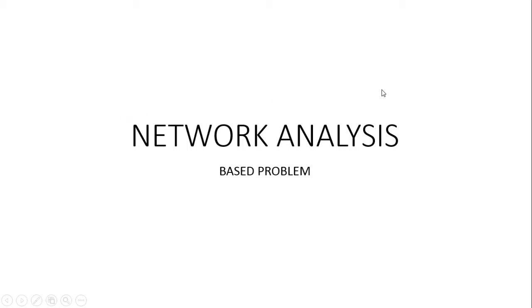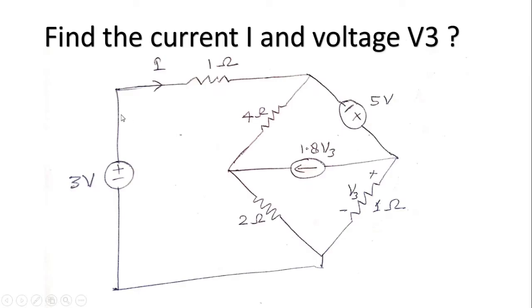Today I am going to discuss a problem based on network analysis, specifically on KCL and KVL. Okay, so let's see what the problem is. In the given circuit we have to find the current I and the voltage V3. Current I is the current flowing through this 1 ohm resistance, and voltage V3 is the voltage across this 1 ohm resistance. How will we find them? We will apply a couple of KCL and KVL equations, then we will find the parameters I and V3.